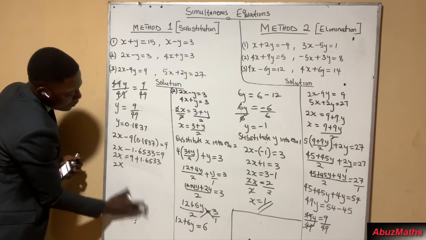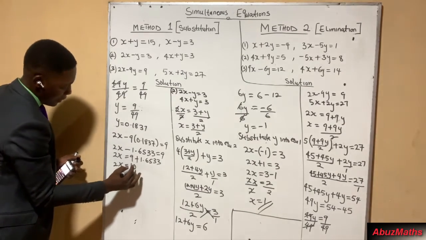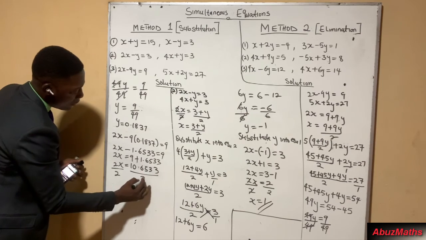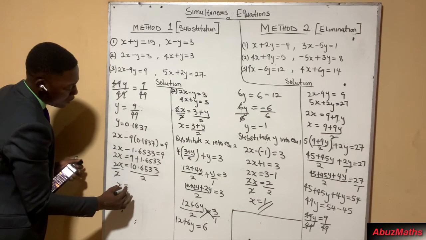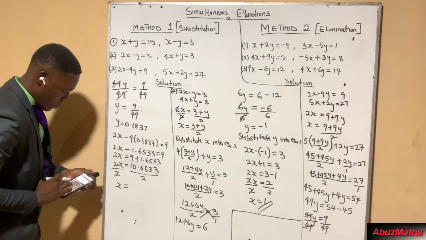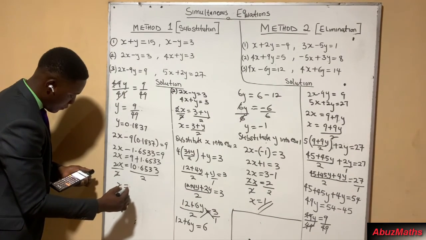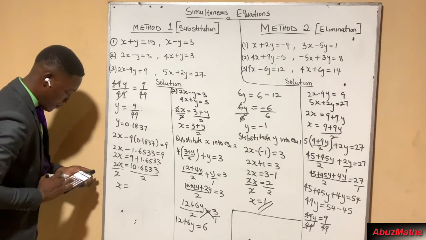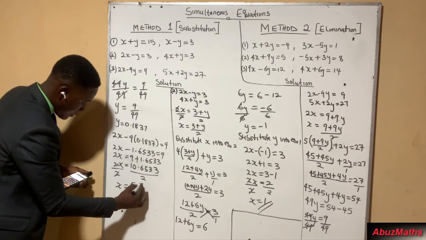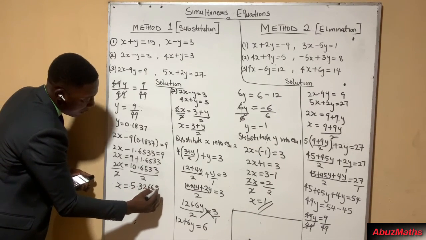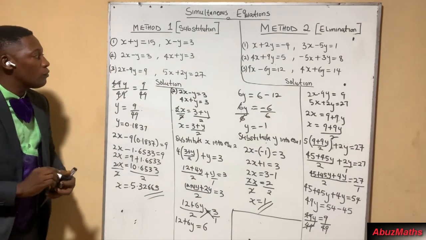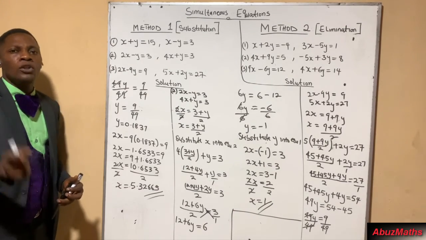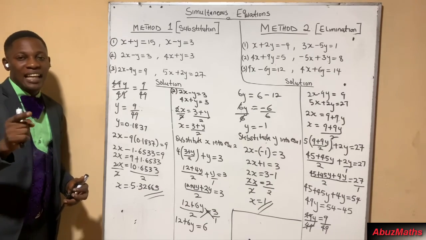So 2x will be equal to 10.6533. I divide both sides by 2 now. So x is equal to 10.6533 divided by 2, 5.32665, and that is the value for x. So if you've gotten that answer, then you are very correct. But if not, you can go over the process again and you will get the answer.